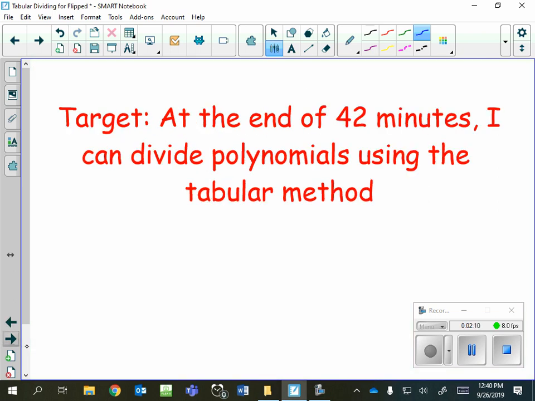So our target at the end of 42 minutes: I can divide polynomials using the tabular method. So we're going to watch this video. You're going to follow along and take notes. Pause as you need to. There are certain points in the video where I'm going to ask you to pause and try something on your own. And then after you try it, you can hit play. You can always rewind if you miss something or pause if I'm going too fast for you.